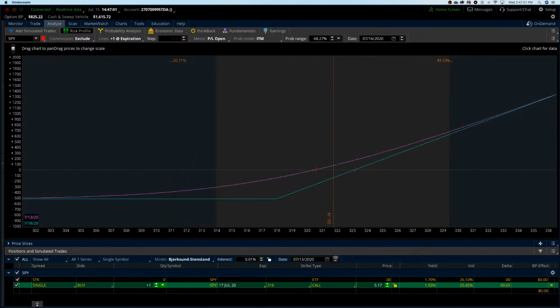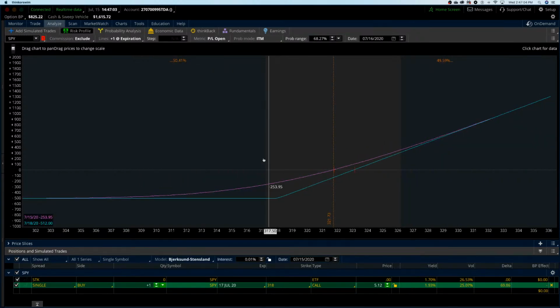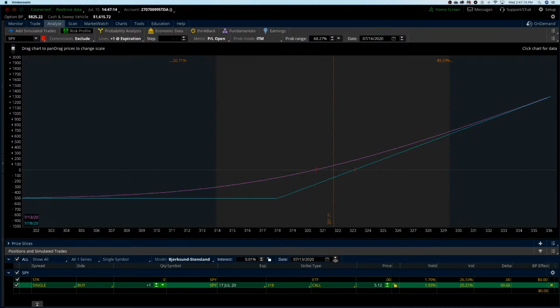But as I approach that expiration, you may also see one other thing, this gray area behind here. You'll see it squeezing in as I go further and further out into time. Let's go back in time. That gray area is one standard deviation of movement of the price. So what it's saying is that by expiration, price could move, at least according to the volatility that's in the stock right now, as low as $313 or $314 and as high as $329.